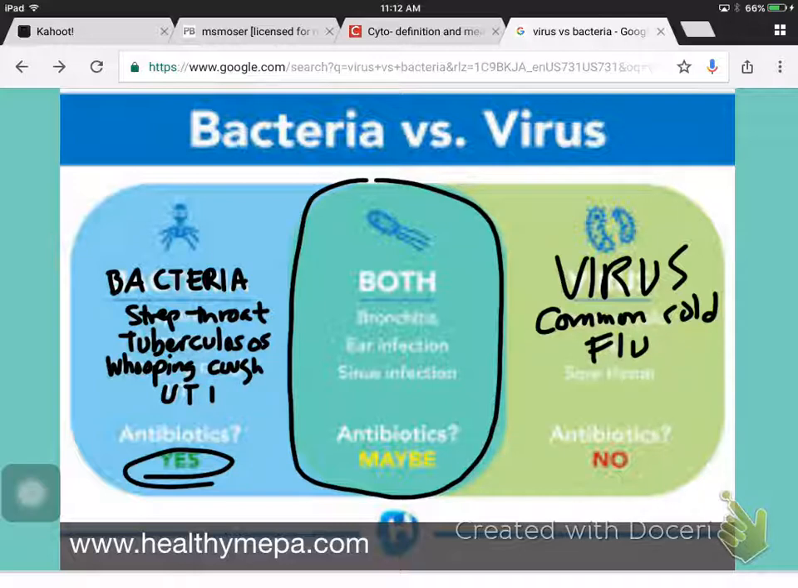Sore throat. So this one, I think it's kind of weird that they include this, because sore throat can have so many causes. It's a symptom, not an illness. But you can have a viral infection of the lining of the throat, and it makes your throat sore.